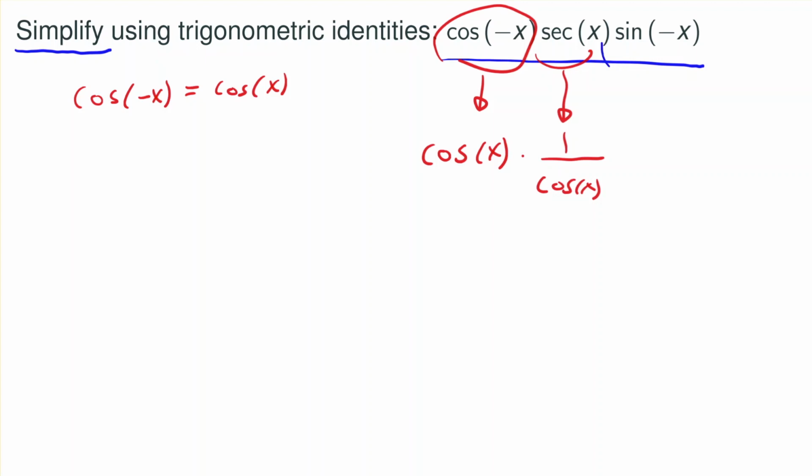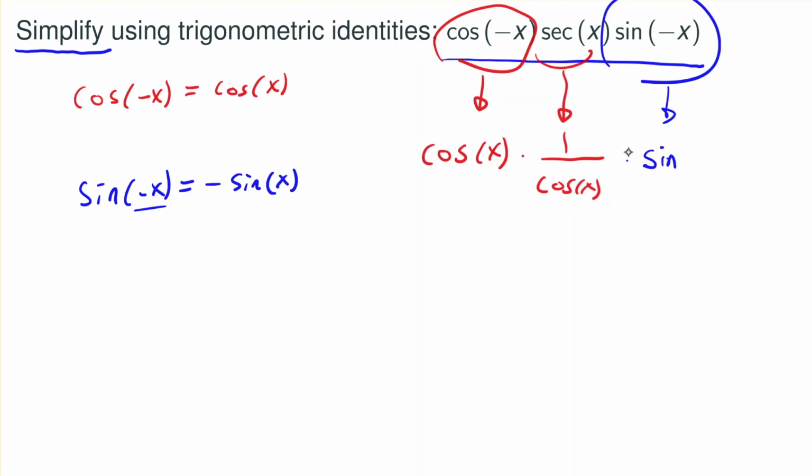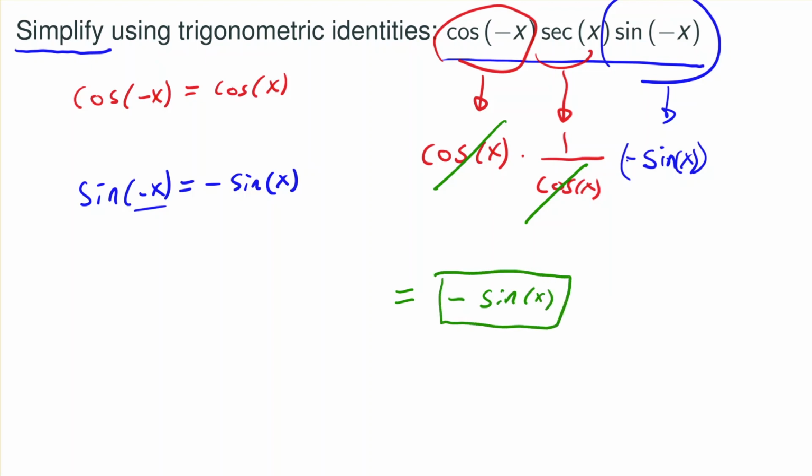And for sine right here, sine of negative x, because sine is an odd function, is the same thing as negative sine of the positive angle. Like this. So this one we can rewrite as negative sine x. So we see that this cosine cancels out, and the only thing we have left is negative sine x. Let me put an equal sign here.